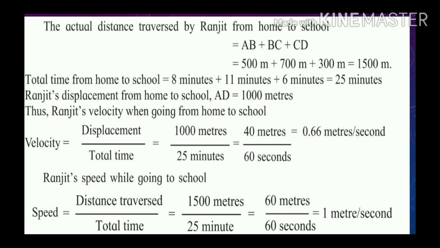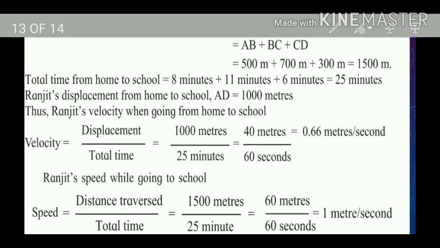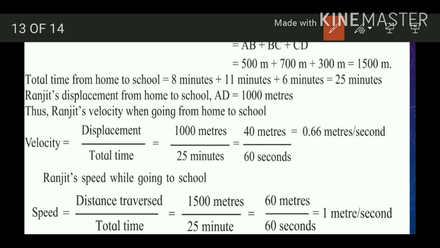Thus, Ranjit's velocity when going from home to school. So, velocity is equal to displacement upon total time. This is the formula we have seen. So, displacement 1000 meters and time is 25 minutes. Let's calculate. See, we will do the cancellation. 25 ones are 25, 25 4s are 100 and 1 0. So, we got 40 meters in 1 minute.